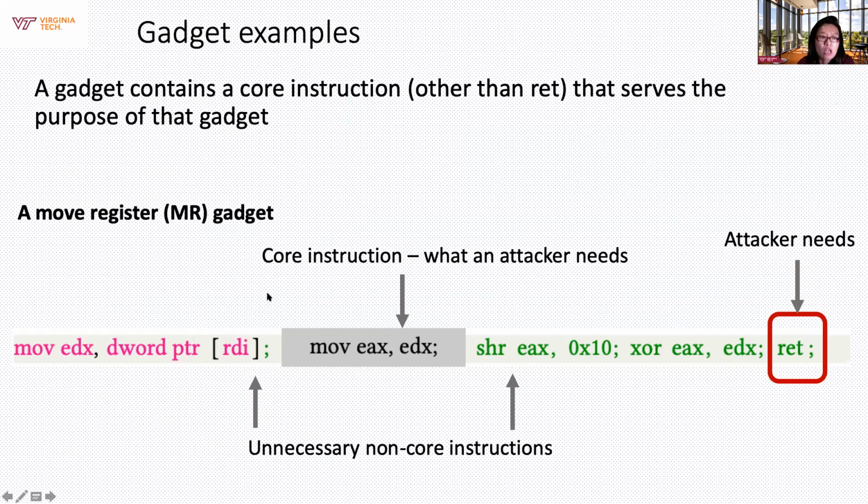A gadget has a function, has a purpose. In this case, this is a move gadget, so it just moves one value into a register. Everything else is not very important, those are non-core instructions. Only this line is the most important, and a return. For libc or a reasonably sized application, there are numerous gadgets like this, and so essentially an attacker can do a lot of functions.